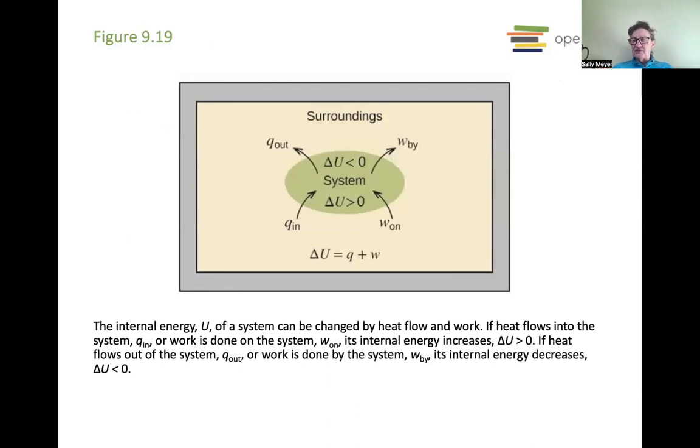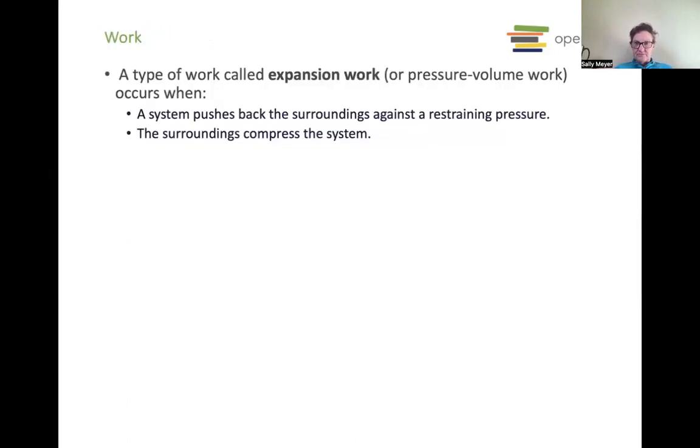So this is just a visual of that. You have the system in the middle, you have the surroundings outside, and you can either have a delta U that's less than 0 or greater than 0. And it simply depends on the relative amount of heat and work being done. So they can both either be coming in or going out.